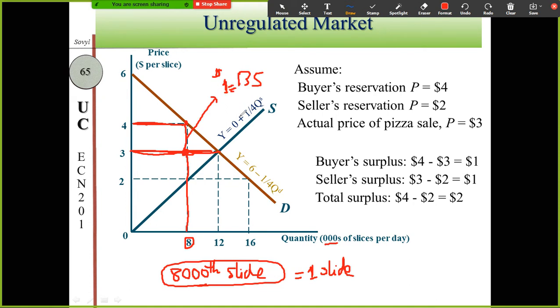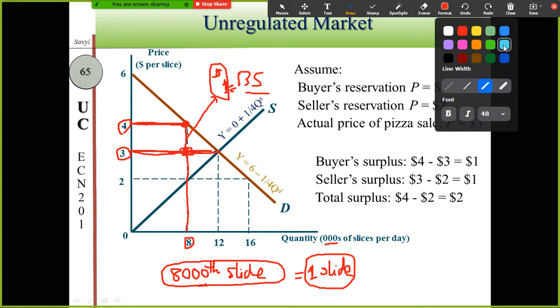What is buyer surplus? Buyer surplus is the difference between the buyer's reservation price and the price he or she actually paid. This customer reserved $4 to buy this one slide, but when they go to the market, the price is only $3. That's why you still have $1. This is buyer surplus, because he or she wished to pay 4 but paid only 3. That's why one dollar is still in his or her pocket. That is his or her surplus as a buyer.